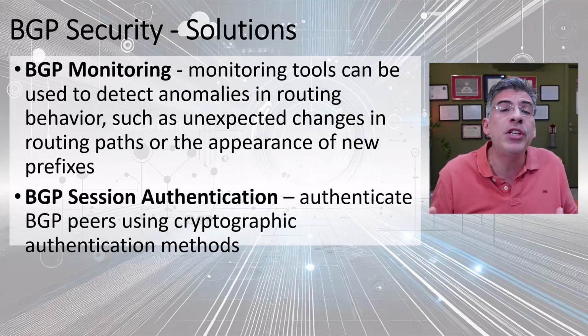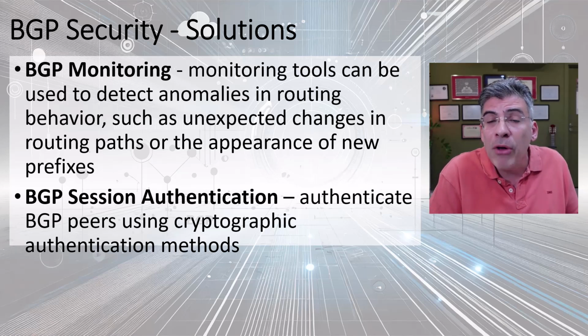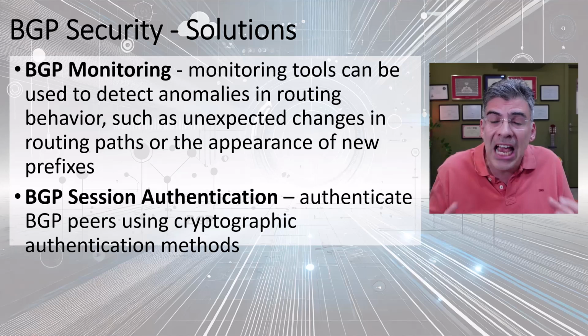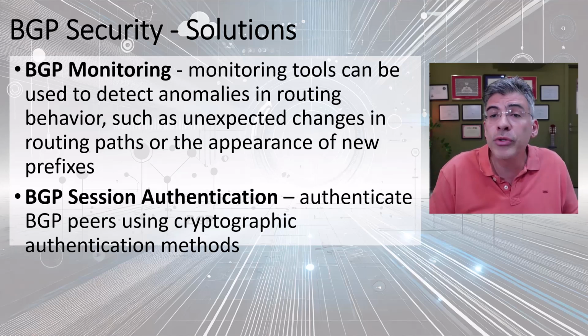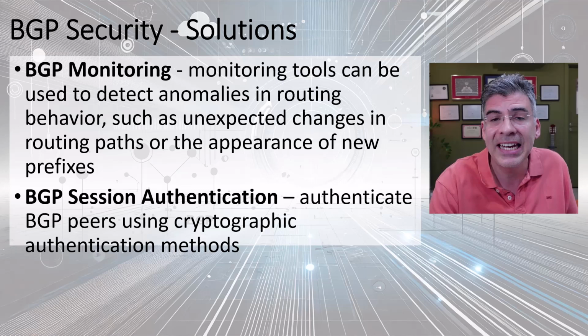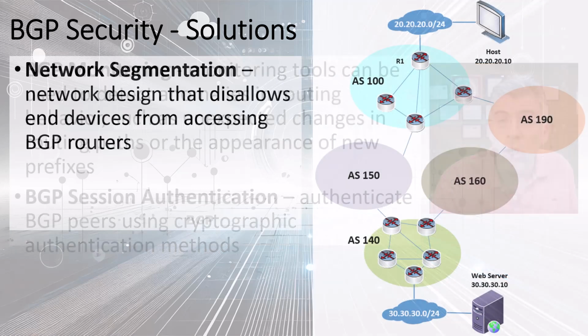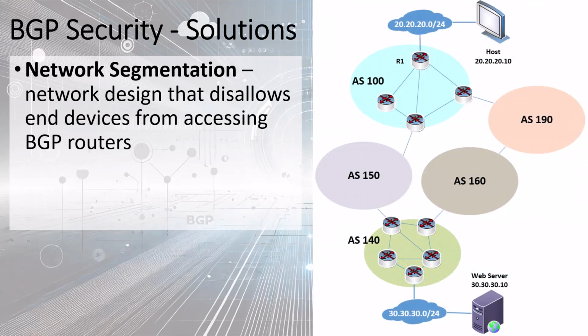And then we also have BGP session authentication. Now, this allows you to secure BGP sessions between BGP peers using MD5 or stronger cryptographic authentication methods. This helps to prevent session hijacking and tampering. Now, another approach that is also helpful in securing BGP is making sure your network design includes network segmentation. Now, BGP routers should be isolated from general purpose networks, and they should use out-of-band management and apply access controls to minimize exposure to attacks.